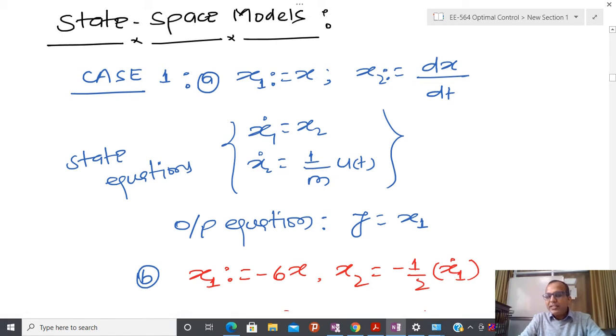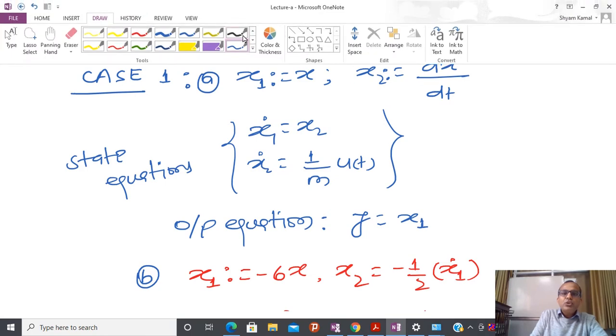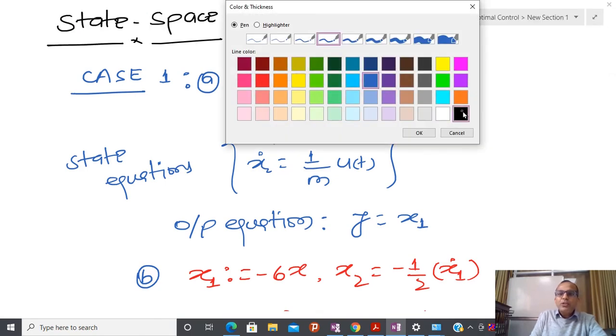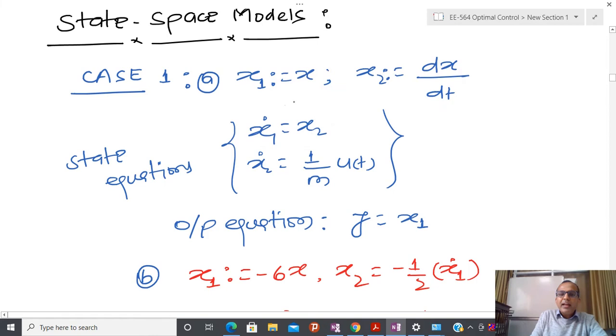So you try to understand what is the physical variable involved in this problem. Basically, mass is moving from one point to another point, so two quantities obviously come into the picture. One quantity is position, another quantity is the velocity. Due to that reason, I have selected these two quantities, position as well as the velocity.